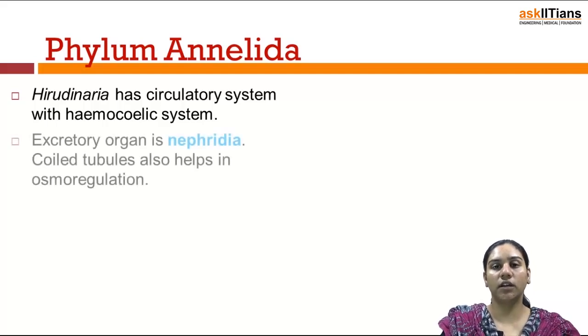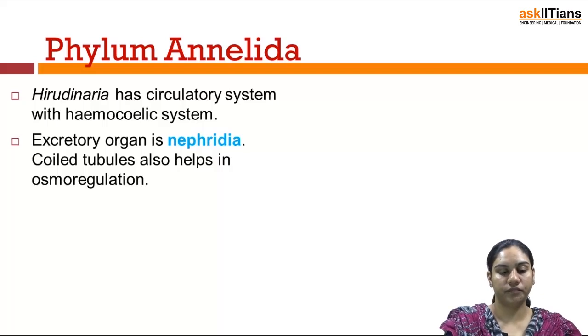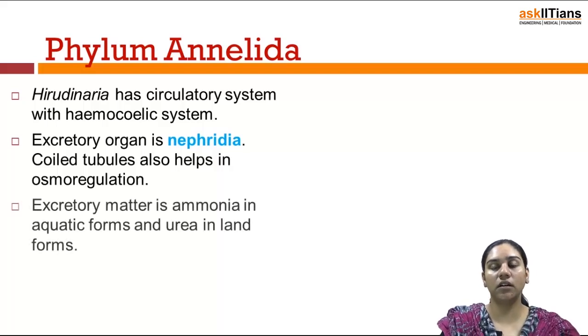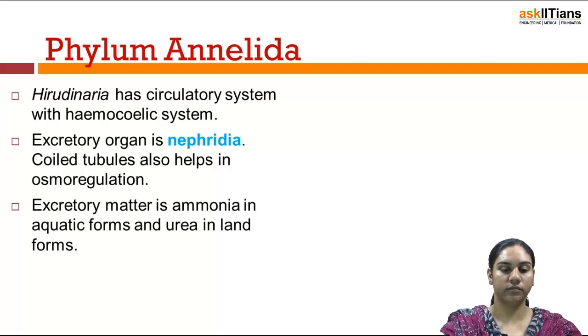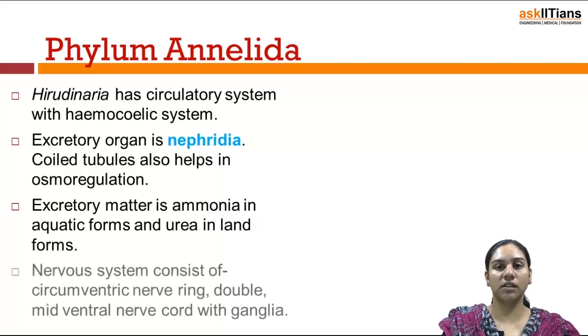The excretory organ in phylum Annelida is the nephridia. They are coiled tubules which help in osmoregulation. The excretory matter can be ammonia or urea. Ammonia is excreted in the aquatic forms and urea is excreted in the land forms. The nervous system consists of a circumventral ring which is double and midventral with ganglia.